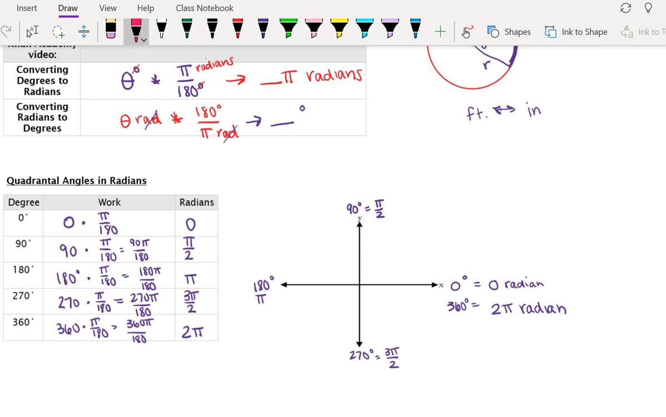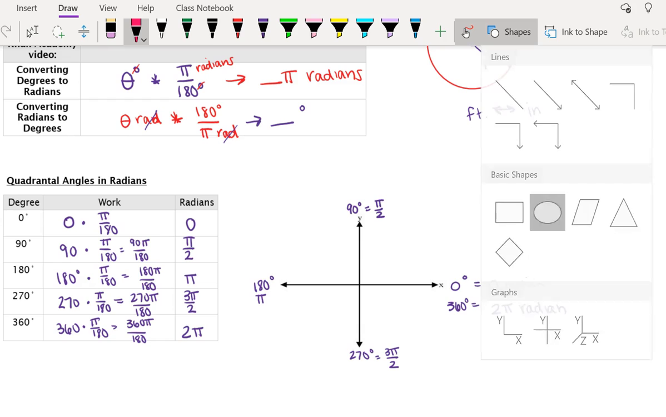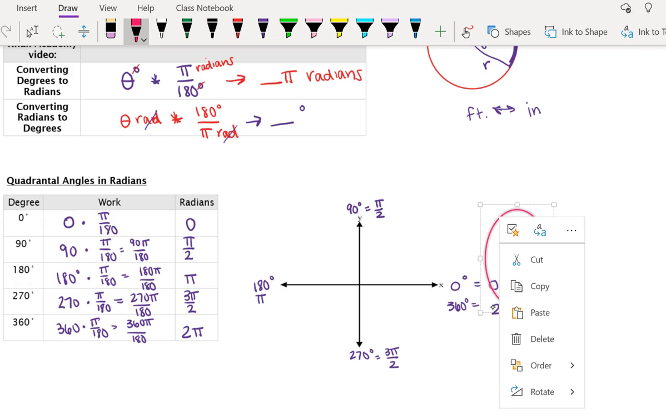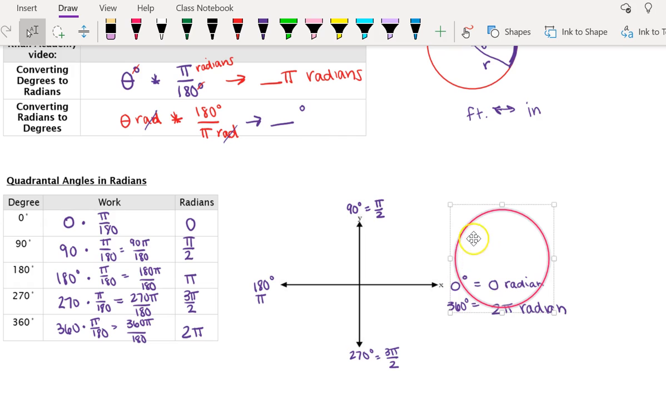So I'm going to draw a circle here. Maybe. Draw my circle. I don't get a circle. Oh, I got a circle. That's not what I wanted, though. There we go. I'm going to take that. Center it as best as I can.